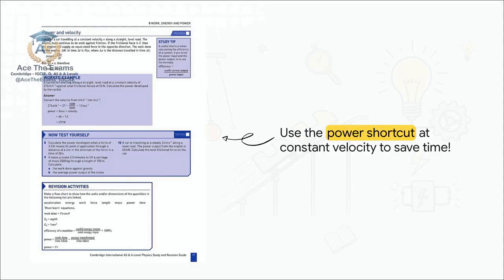The text demonstrates this beautifully with a cyclist. First things first, convert that 27 kilometers per hour into 7.5 meters per second. Always check your units. Then, just apply the P equals Fv shortcut. Multiply the frictional force, which is 50 newtons here, by that velocity, and boom, you instantly get 375 watts. Maximum marks secured efficiently, and you didn't even have to hunt for a time variable because you bypassed it completely.